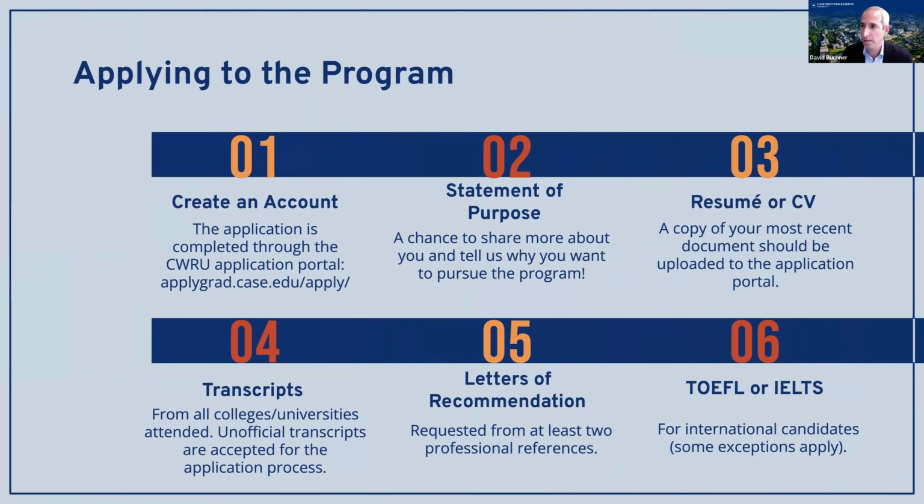So this is the nuts and bolts of the application process here. The first thing to do is to log on to applygrad.case.edu/apply, create an account, and you can start uploading the different documents that you'll need. You'll need a statement of purpose. This doesn't have to be long. It can be 1 page max, and just gives you a chance to tell us why you're interested in the program, why you want to study computational genomics.